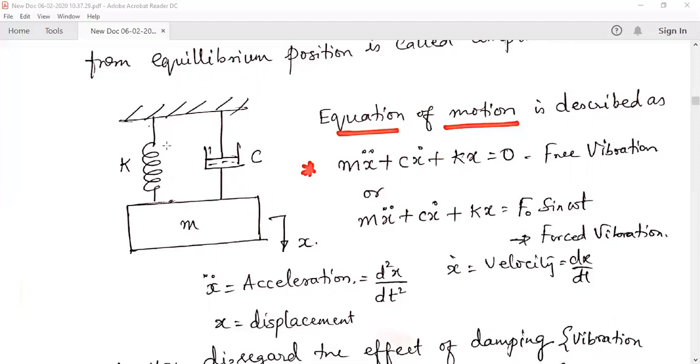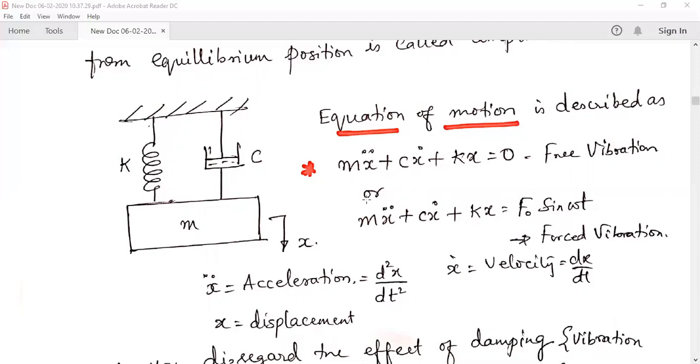The spring force is always proportional to the displacement. The mass, the inertia effect, is always proportional to acceleration, so m x double dot. What do you call this equation? You know from your vibration course, it is the equation of motion: m x double dot plus c x dot plus k x equals 0. Here k x is the spring force, c x dot is the damping force, and m x double dot is the inertia force.